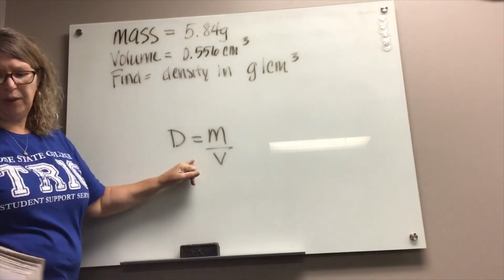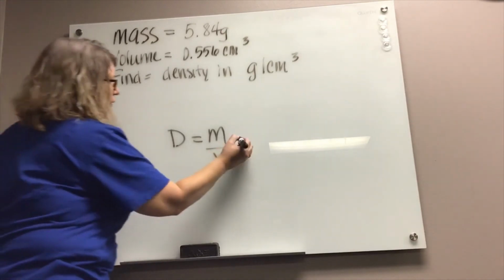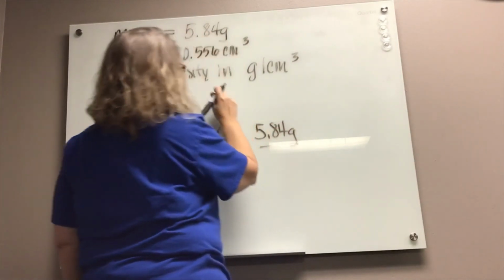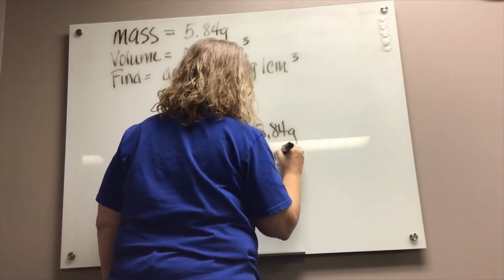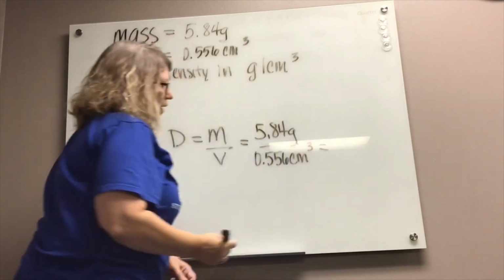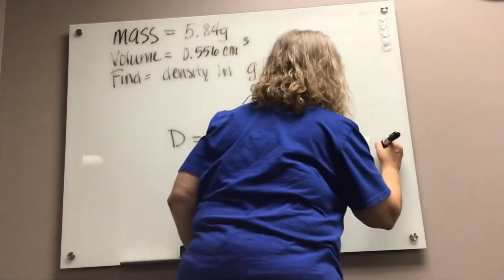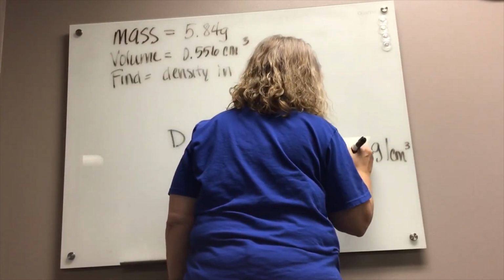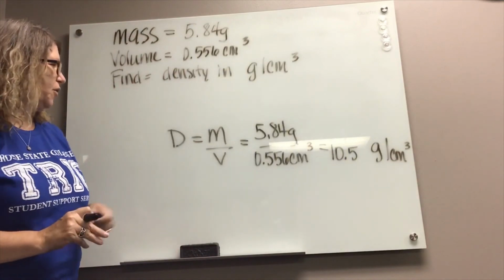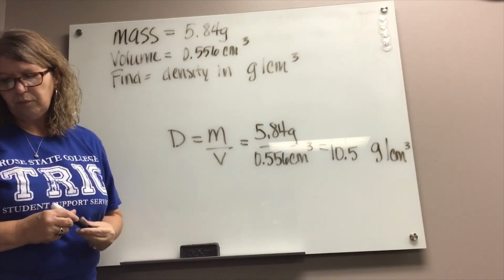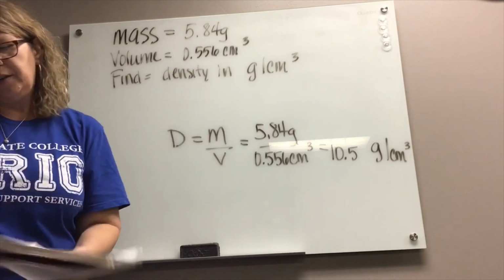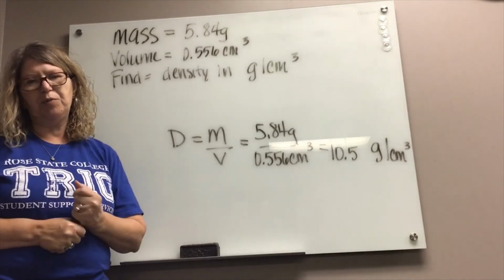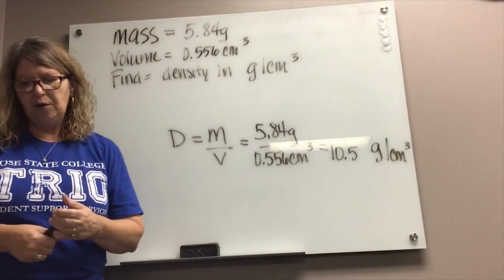So using the formula for density, we're going to take our mass, which is 5.84 grams. We're going to divide it by our 0.556 cubic centimeters. Since these are not like units, they don't cancel out. Our answer is going to be in grams per cubic centimeter, right? And it's going to be 10.5 grams per cubic centimeter. So that's the density of this object. So that's just real simple. It's just division. You can also use density as a conversion factor. When working through some of your homework problems, you'll see some problems where you have to use density as a conversion factor.